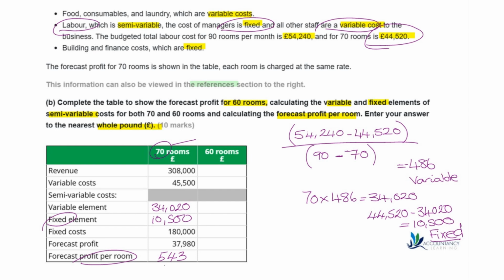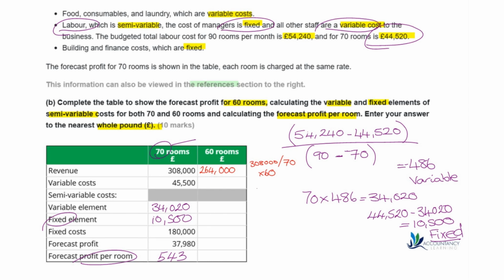Next, we're going to work out what 60 rooms comes out at. So to work out our revenue, we're going to work out what it is per room. So 308,000 divided by 70 rooms, and then multiply it by 60 rooms to give us the revenue for the total of the 60 rooms. 264,000.